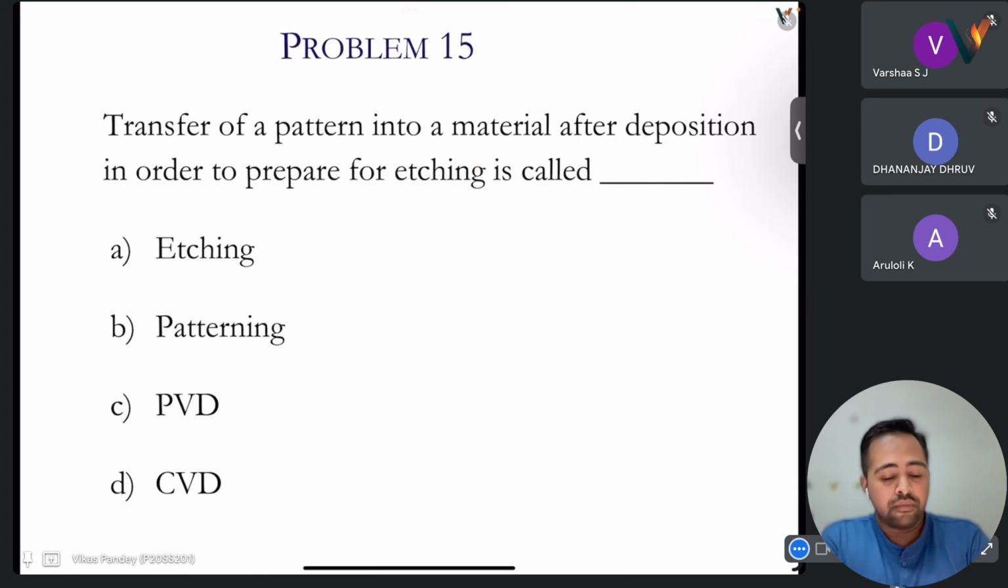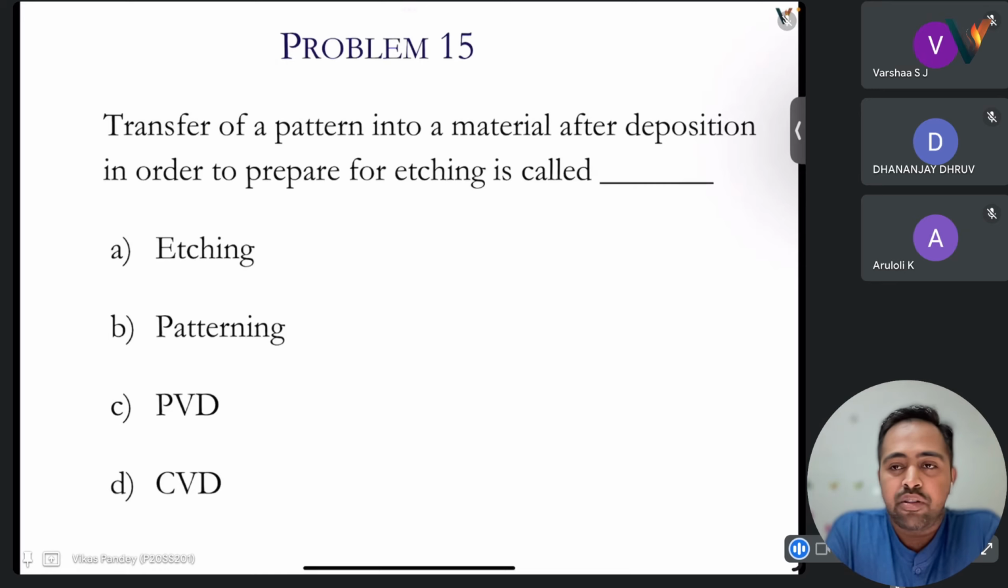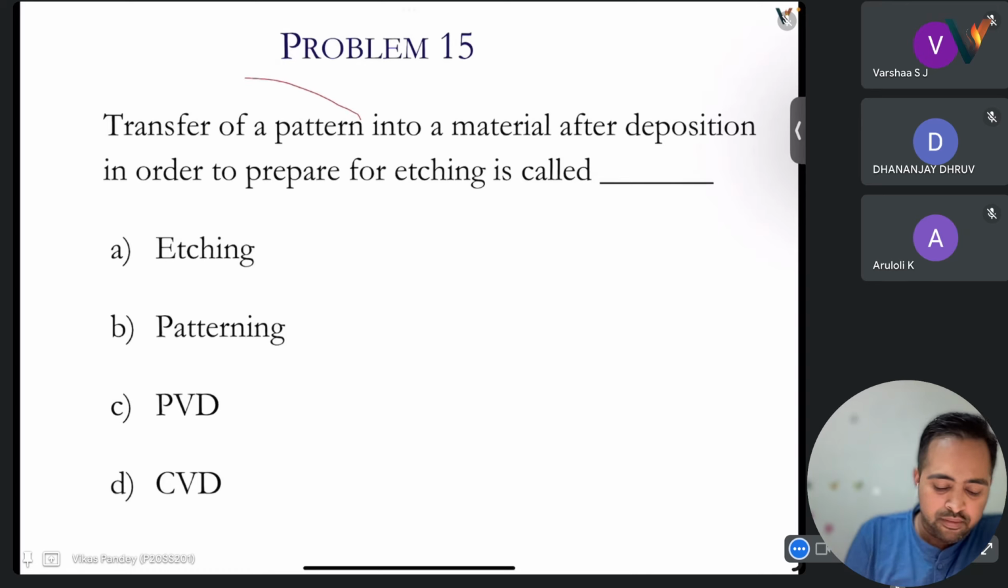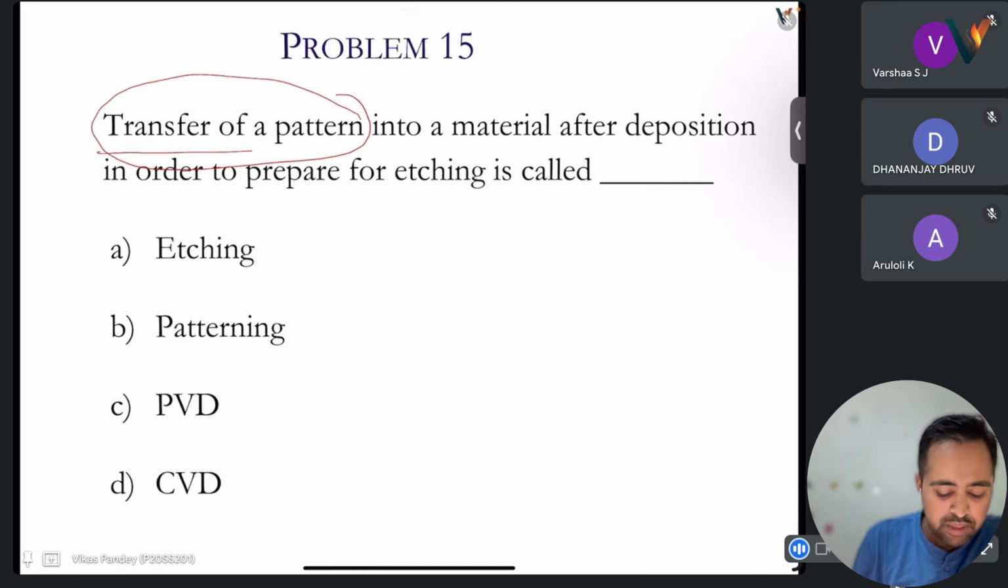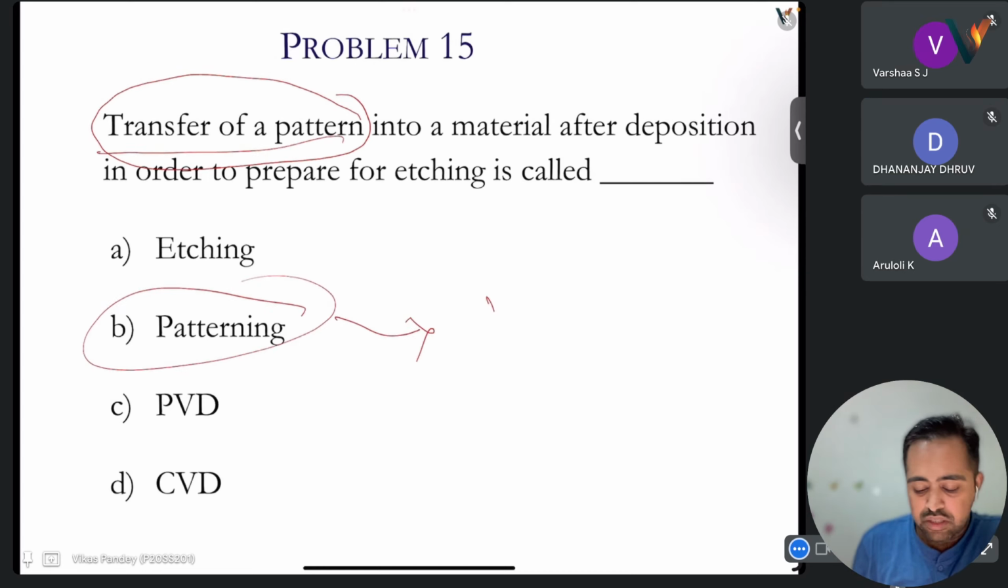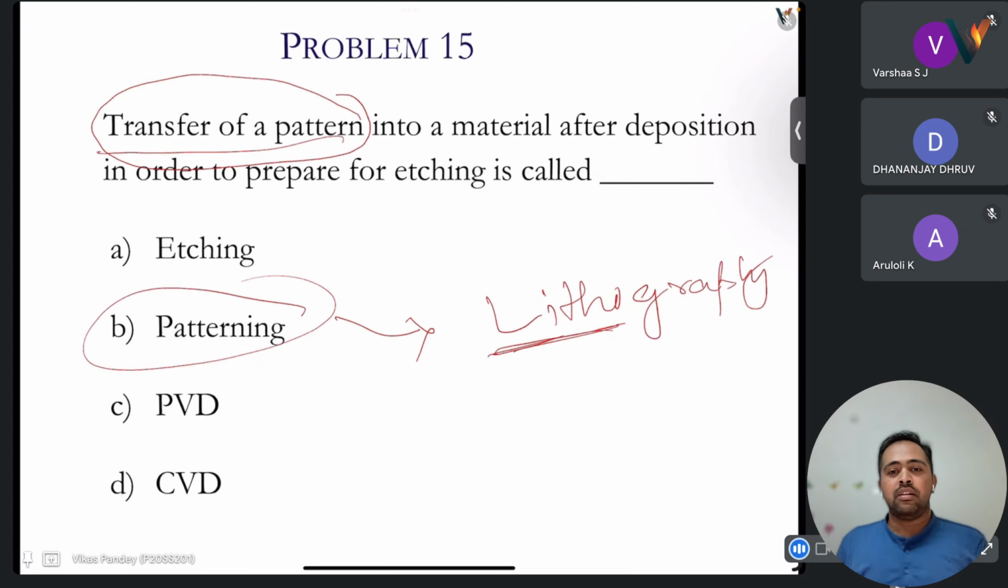Fine. Okay. Transfer of pattern into a material after deposition in order to prepare for etching is called: etching, patterning, PVD, or CVD. Patterning, yes. Since it is transfer of pattern, it is patterning, or also very similarly called lithography. Okay, and you must have heard litho means stone, and graphy means cutting. So it is like stone cutting or structure cutting.